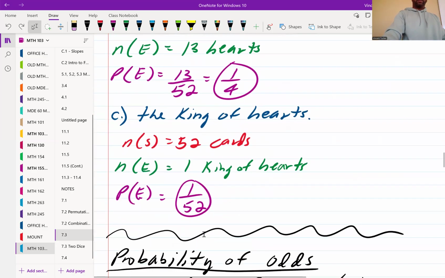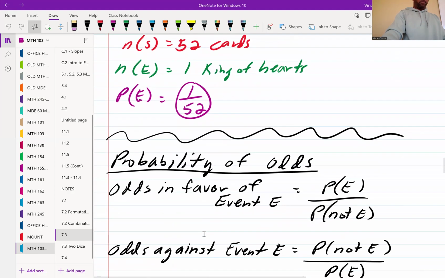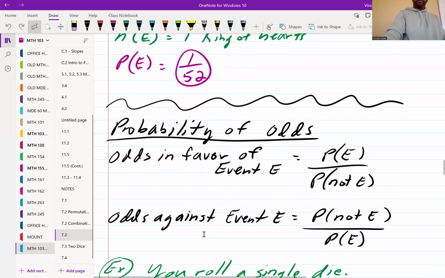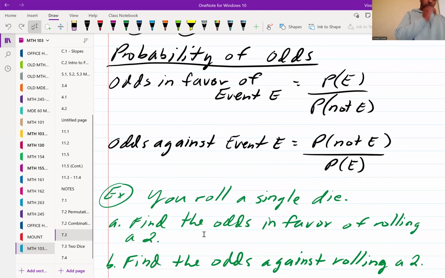All right. Next thing in the section are odds. So for the odds, you want to calculate the odds in favor of an event. You take the probability of your event and place it over the probability of the event not happening. We'll talk about how to calculate that in a second. Let me say it like this: the odds against your event is the probability of your event not occurring over the probability of the event occurring.